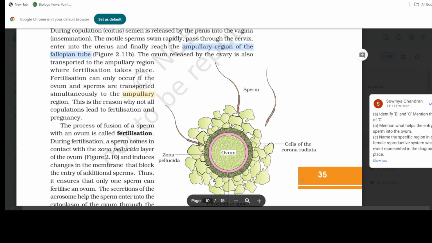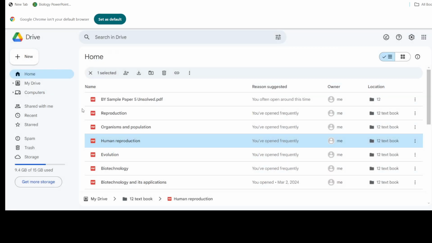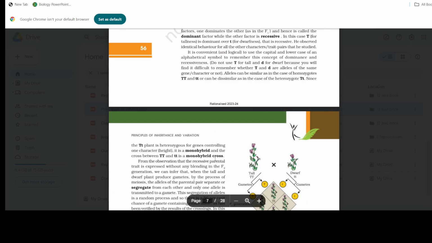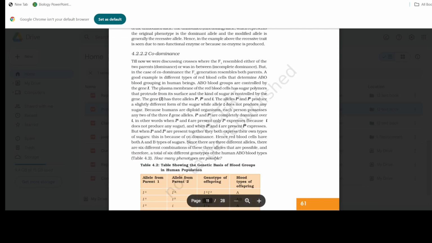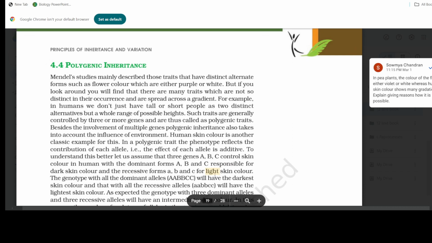Clear? Next question: in pea plants, the color of the flower is either violet or white, whereas human skin color shows many gradations. Explain giving reasons. How is it possible? They are talking about polygenic inheritance. So let's see where it comes in. The chapter Principles of Inheritance and Variation. Let's look for polygenic inheritance. That's how our skin color is inherited. It's over here: polygenic inheritance.